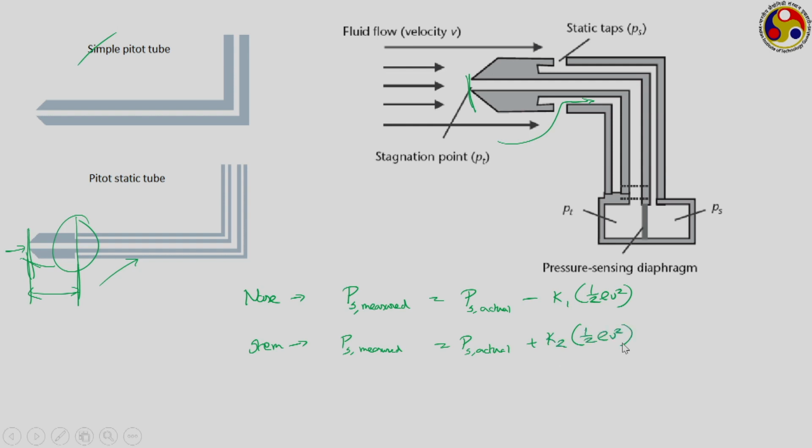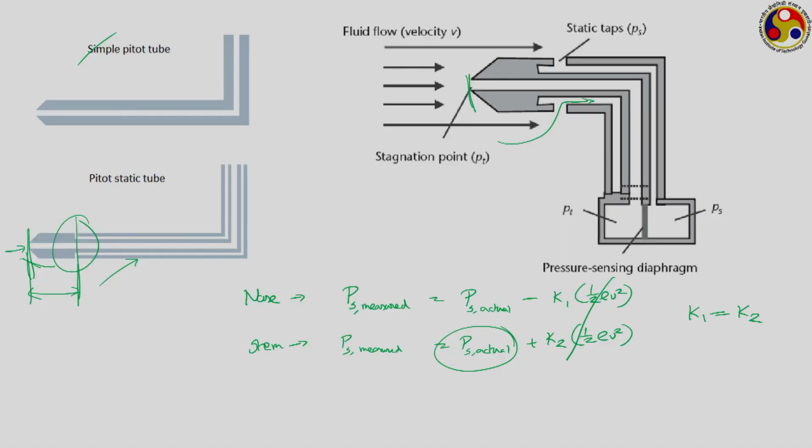And we have to design such that, if we can properly design such that K1 and K2 are equal to each other, then these two cancel out, and what we get is the actual static pressure only. So, we have to locate the holes properly. That generally comes from experience, comes from repeated experimentation.